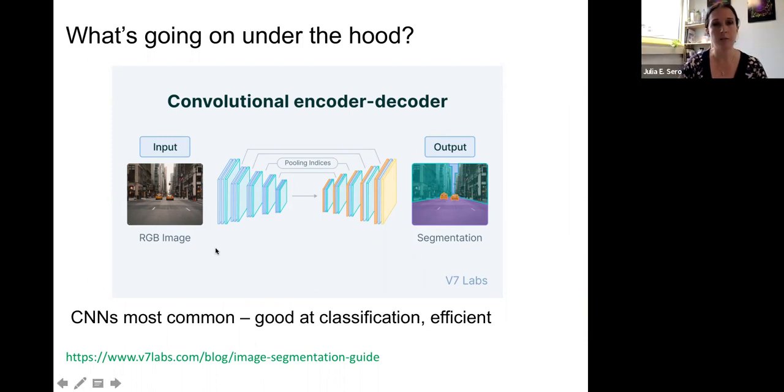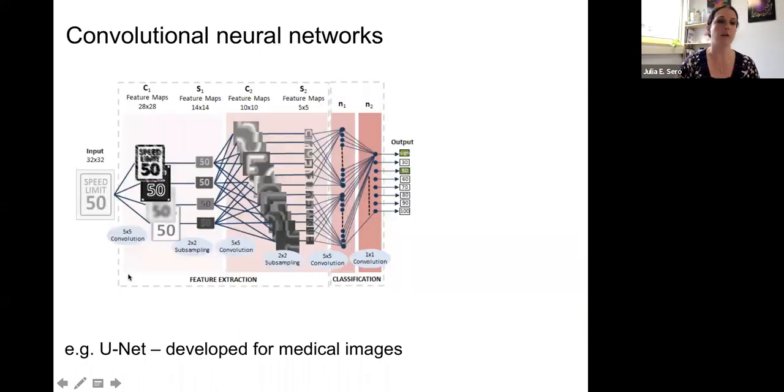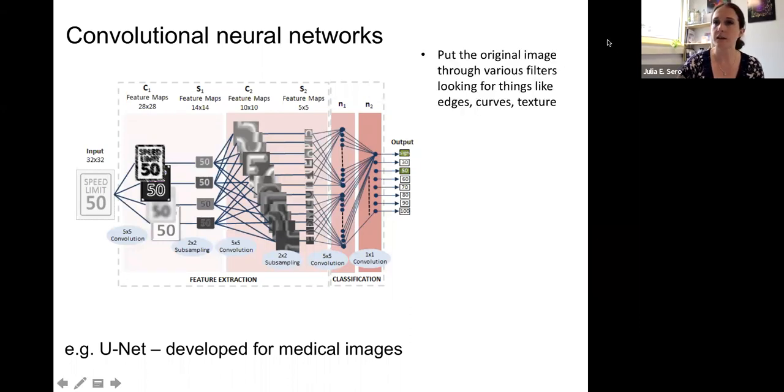So it takes an input, it does a bunch of convolutions to that image, and gives you an output. What the heck is going on here? Okay, so what it does is it takes the original image, and then it puts that image through various filters. So remember those edge detection images that I showed you? That was using an edge detection filter. And these various filters kind of look for patterns, things like edges or curves or textures.